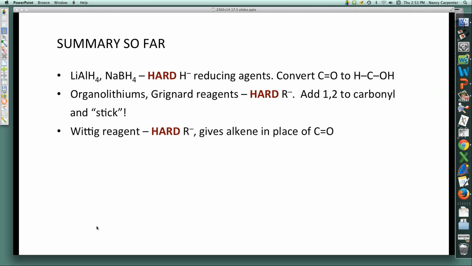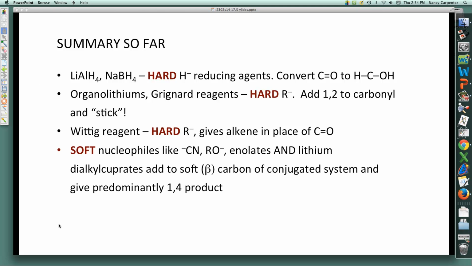The Wittig, that's also hard, and it is going to give you the alkene in place of the C=O. Even if you have a conjugated system, the Wittig is going to give you attack right at the C=O. So it's soft nucleophiles like cyanide, alkoxides, hydroxide, thiols, enolates, and lithium dialkylcuprates. They add to the soft beta carbon to give you the 1,4 product.